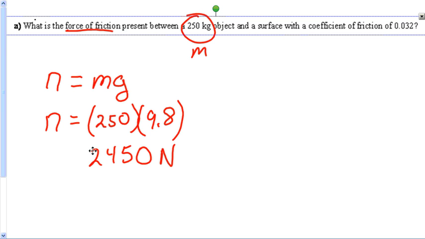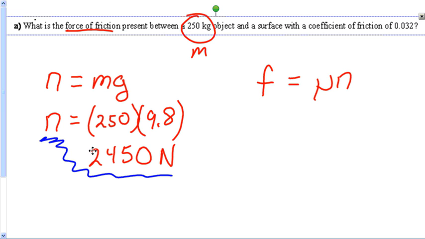So this problem asks you for the force of friction. That's little f. So I'm going to write mu N. And we just found N right here, 2,450. And then over here in the problem, it gives us 0.32, no unit. What is that 0.32? Hey, that's my mu. So that tells me, by the way, 0.32 is a very, very slick surface.